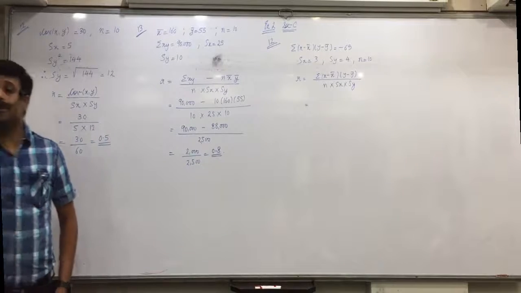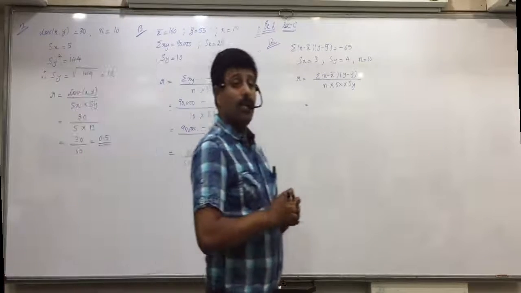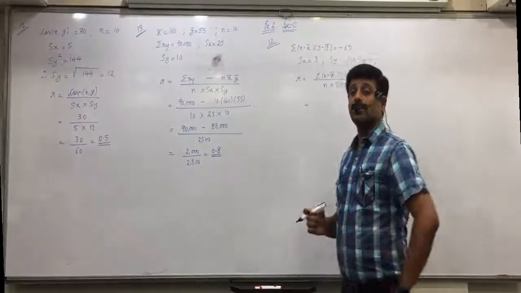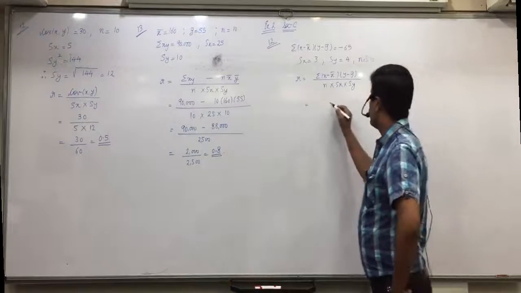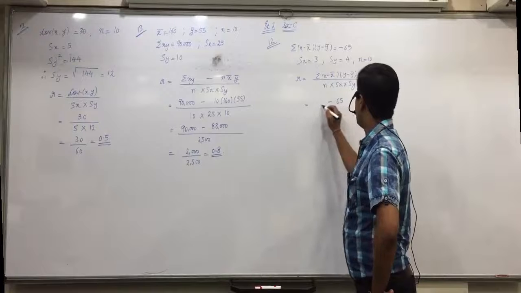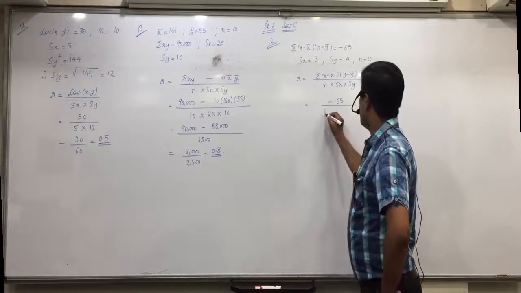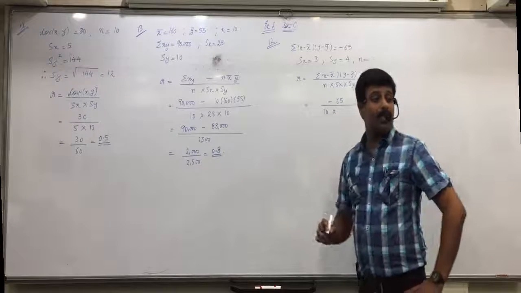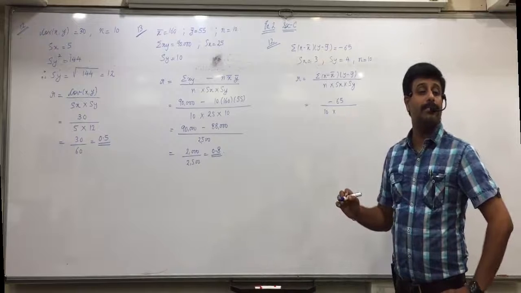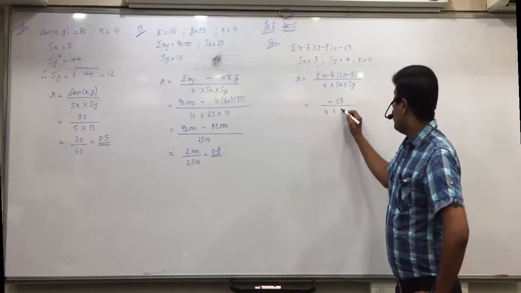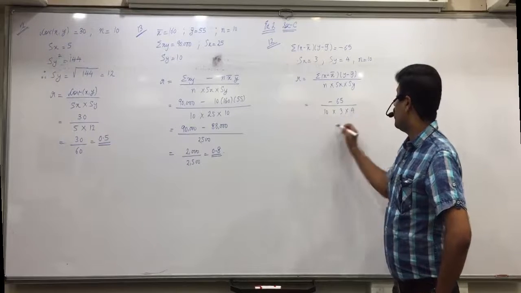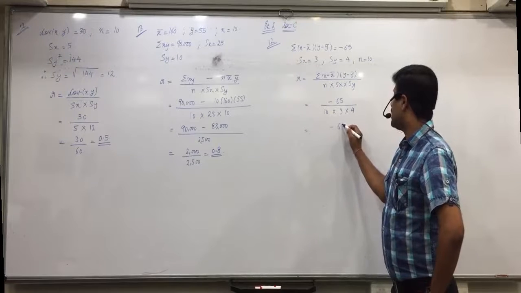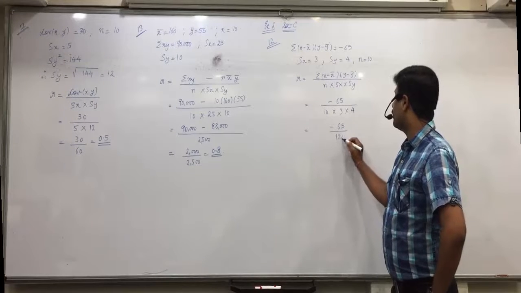Are you all clear with it? Kushali, put the values. Minus 65 upon 10 into 3 into 4. So minus 65 upon 120.